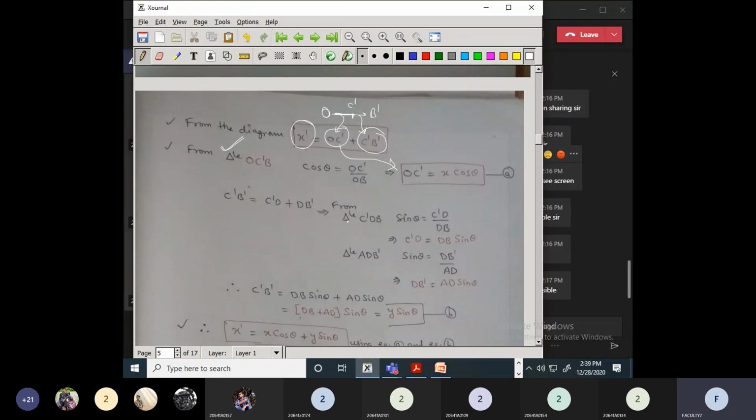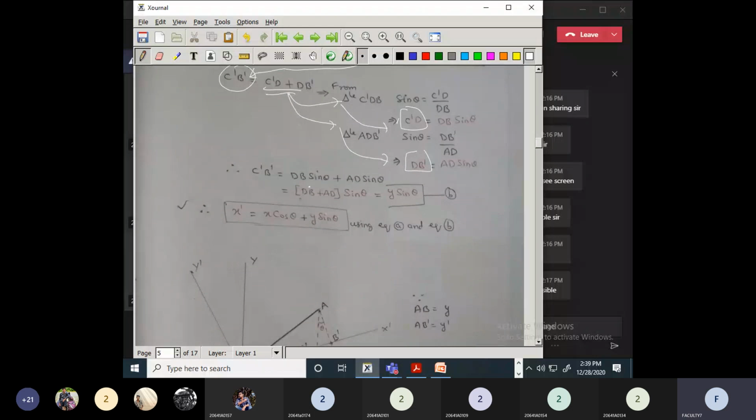Okay, that we had seen in the previous classes. You will get this particular factor. So here this is the C prime B prime. Again apply the geometry using these two triangles, and find the factors. Add these two. Now what is the result you are going to get?